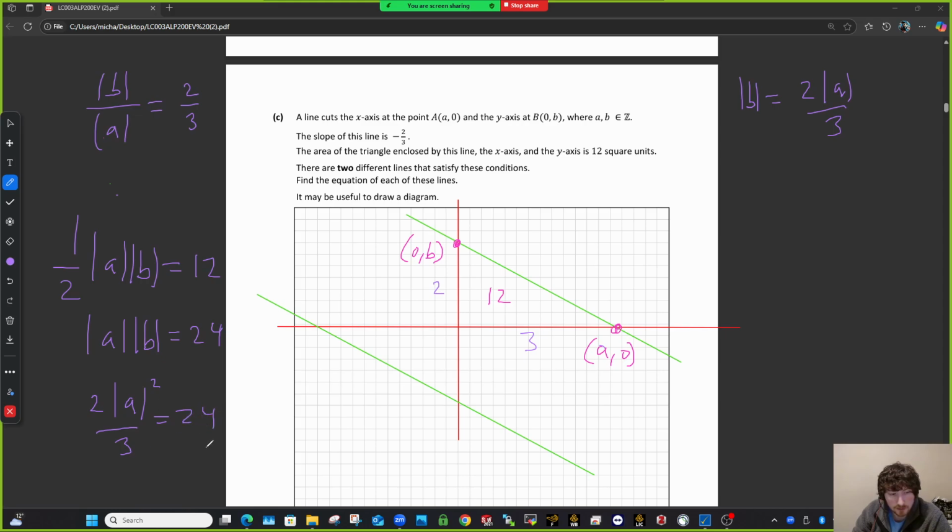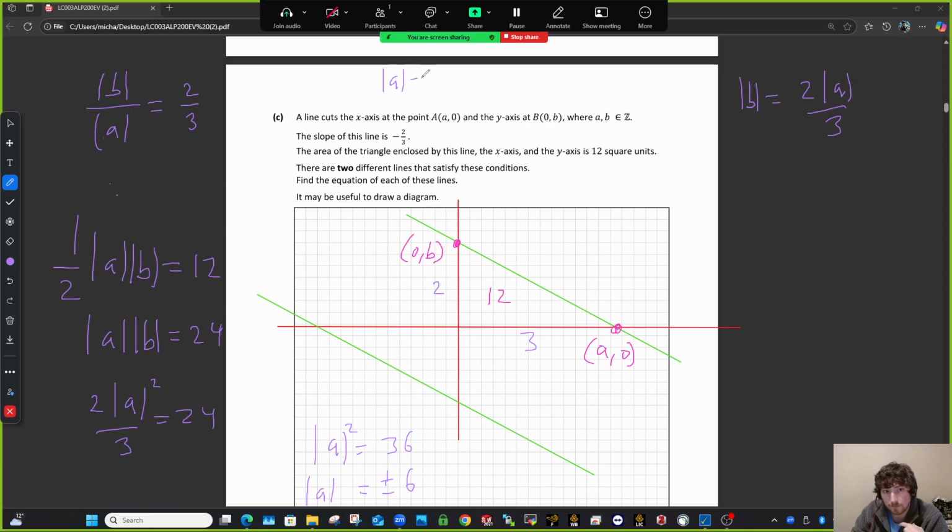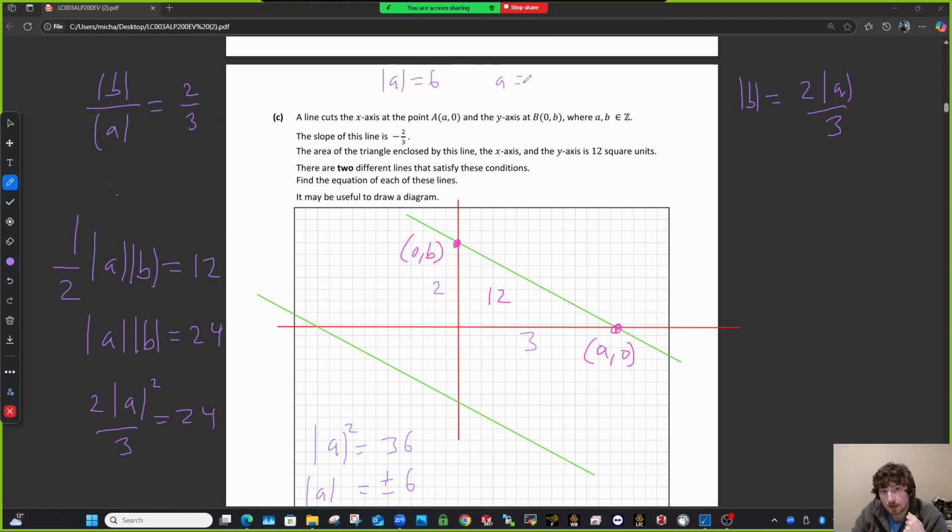Multiply across by 3, divide by 2. I get that the modulus of a squared is 36. Now I'll take the square root of both sides. After you take the square root of both sides, the modulus of a is equal to plus or minus 6, but it can't be the minus 6. You have to throw away the minus answer, because after you take a modulus, the number is forced positive. So you're getting that the modulus of a is 6. So then the answer is that a is equal to plus and minus 6, right?